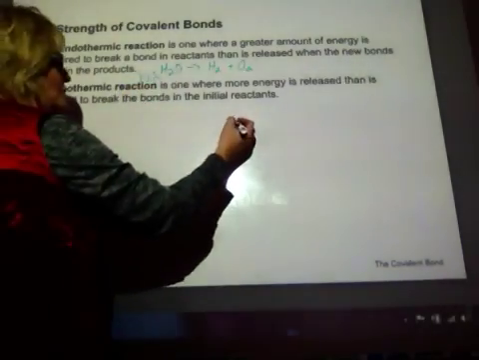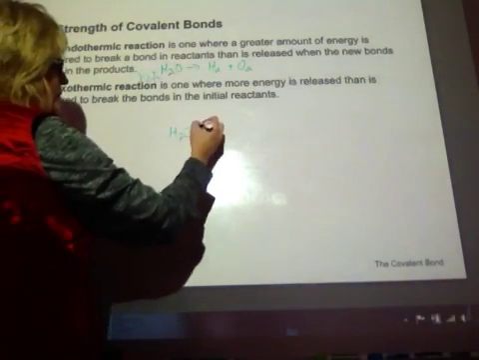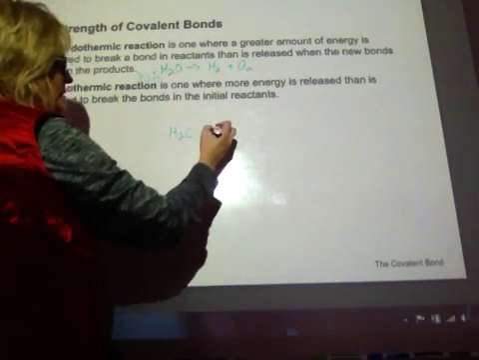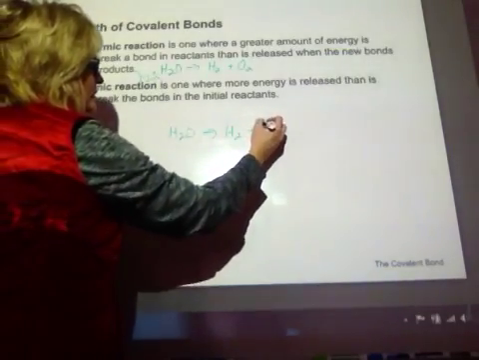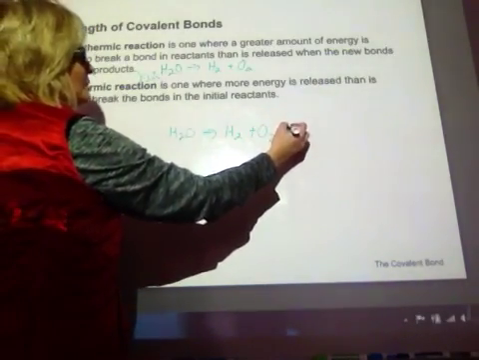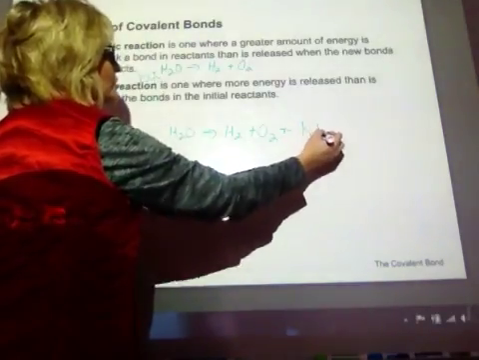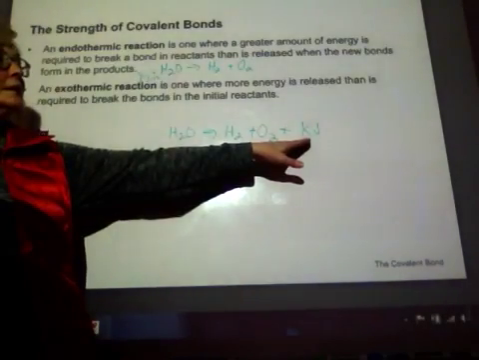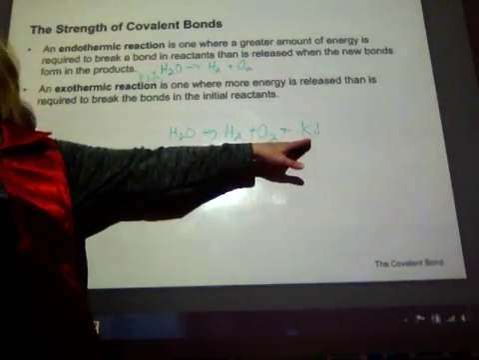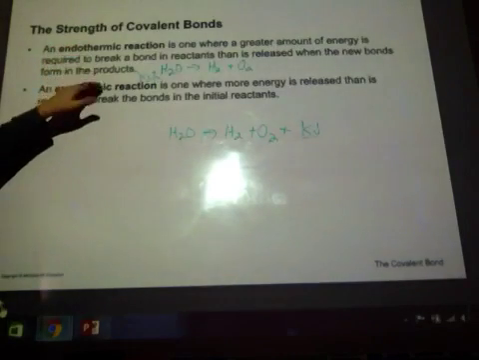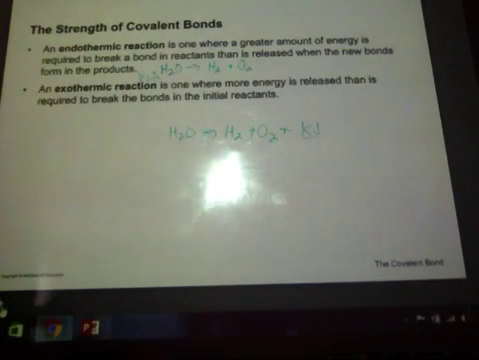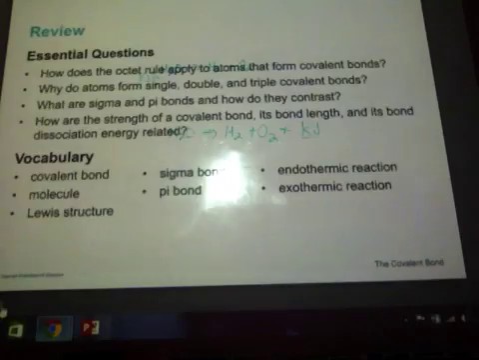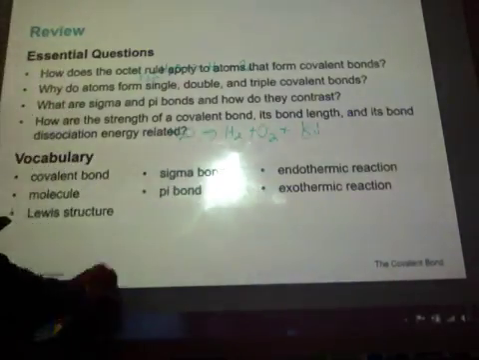If my energy shows up, so if I have H2O produces H2 and O2, this is not even balanced, but just to show you, and my energy shows up on the other side, energy is being released during that reaction. So vocab for each of these. Make sure that you know that. And that will show up here on your last page of vocab words. So endothermic, exothermic.